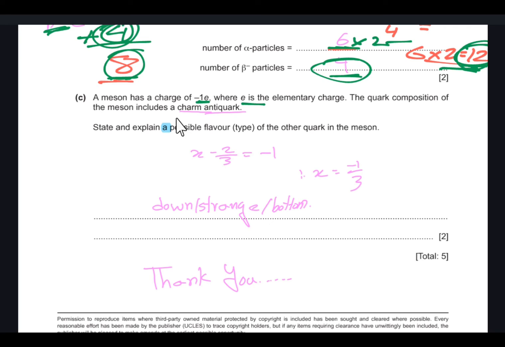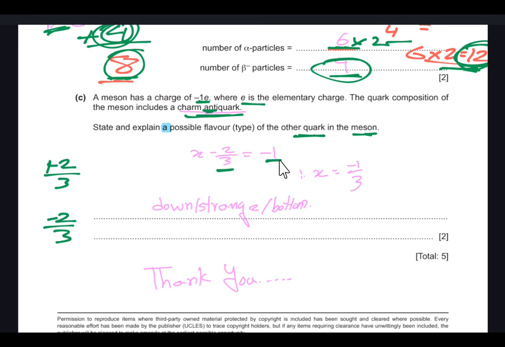The quark composition of the meson includes a charm quark, and we know that the charge of a charm quark is, this is actually a charm antiquark, and whatever the charge of the quark, the charge of the antiquark is opposite. For example, the charge of a charm quark is plus 2 upon 3, so the charge of the charm antiquark would be negative 2 upon 3. So there is a charm antiquark. State and explain the flavor of the other quark of the meson.